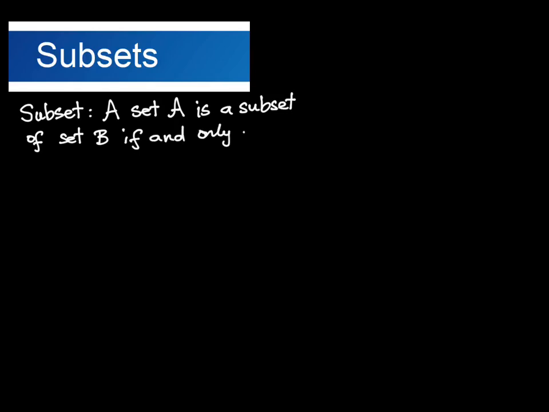In this lesson, we're going to learn about subsets. A subset, if you talk about a subset, is a set A. Set A is a subset of set B. Just to kind of talk about it, set A is a subset of set B if and only if every element which is part of set A is also a part of set B. Whatever is in set A is also a part of set B.